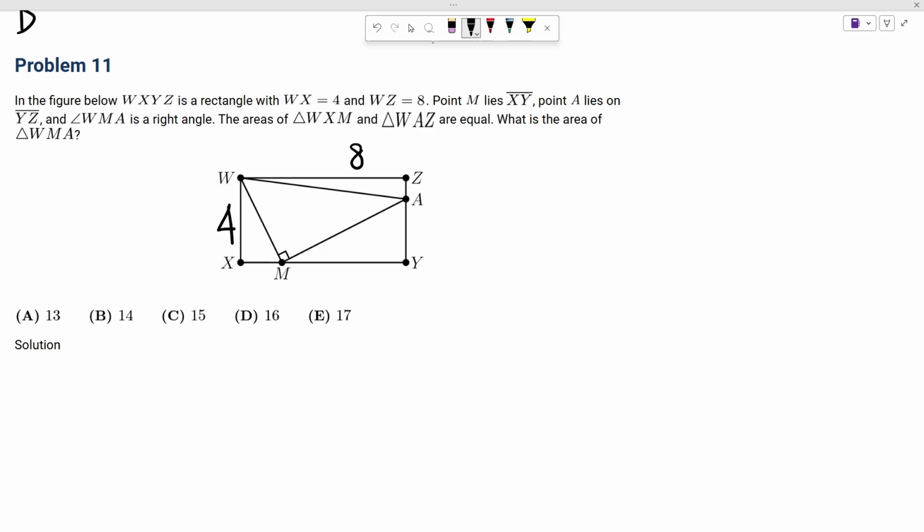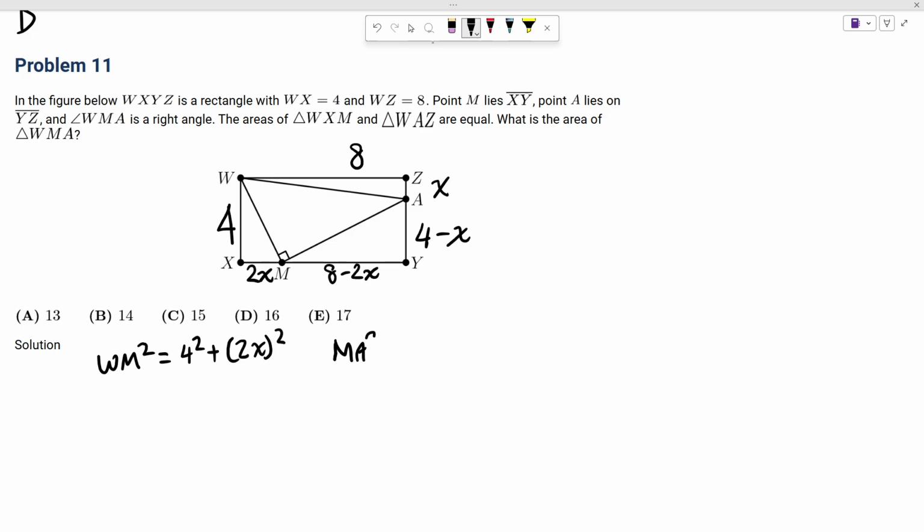So WZ is twice as long as WX. And if WZA and WXM have the same area, that means that XM has to be twice ZA. So let's just let ZA be x and XM be 2x then. Because now both of these triangles have area 4x. Then AY has to be equal to 4 minus x. And MY has to be 8 minus 2x. Now we can do 4 Pythagorean theorems. WM squared is equal to 4 squared plus 2x squared.